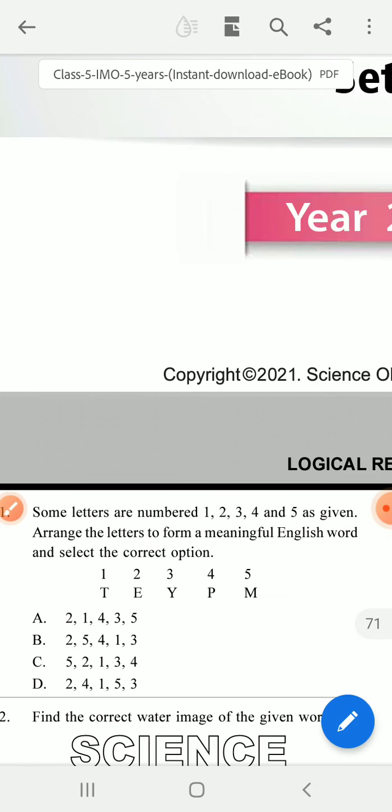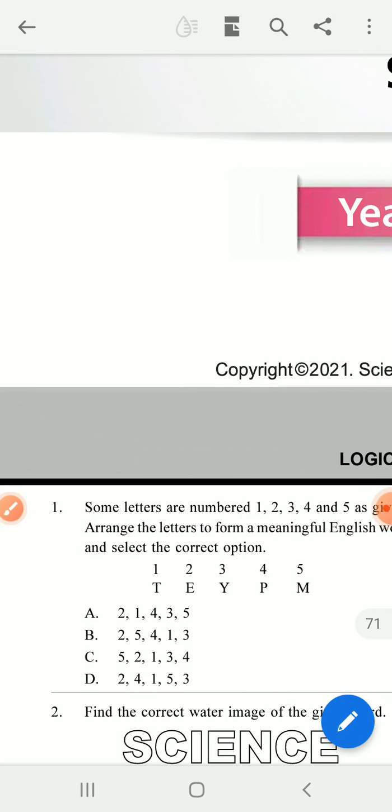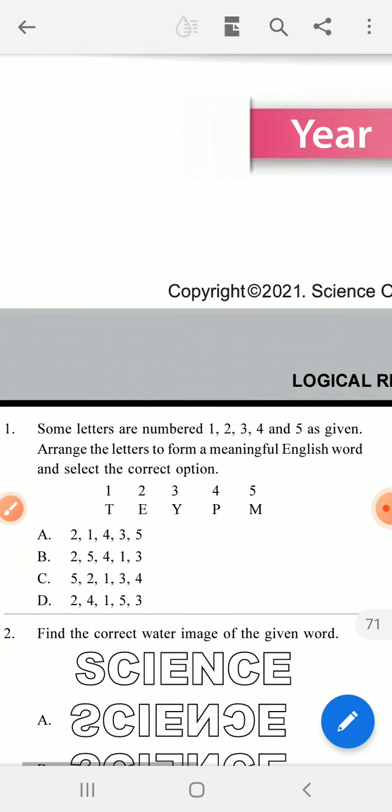Now student, today I will discuss Olympiad 2010 and 2020. Now look at the first math, which is given. Math number 1. Some letters are numbered 1, 2, 3, 4 as given. Arrange the letters to form a meaningful English word and select the correct option.